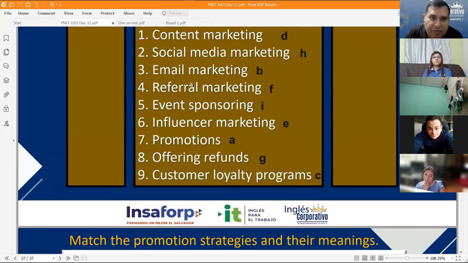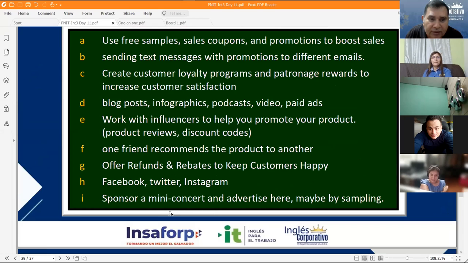They make the reference. Event sponsoring, letter I, because you sponsor a mini concert and advertise here, maybe by sampling. If it's a product that you can give samples of, a drink, something that is eaten and you can give a portion of, that is another way, sponsoring.